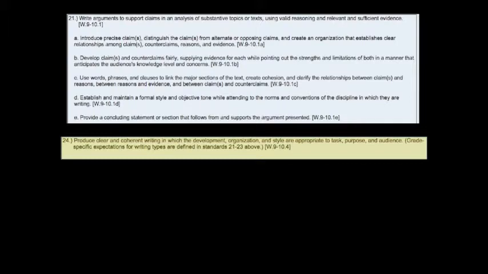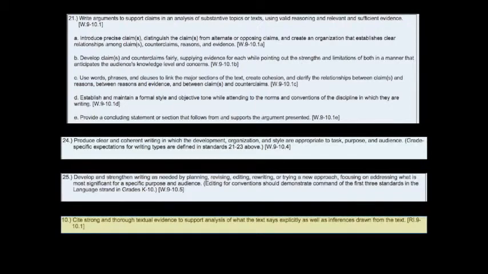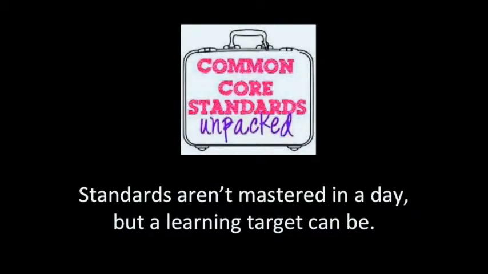And then also Writing Standard 10.5. Develop and strengthen writing as needed by planning, revising, editing, rewriting, or trying a new approach, focusing on addressing what is most significant for a specific purpose and audience. And finally, the Reading Informational Text Standard 10.1. Cite strong and thorough textual evidence to support analysis of what the text says explicitly, as well as inferences drawn from the text. But a learning target is an unpacked, simpler approach to building up to mastering a standard. Standards aren't mastered in a day, but a learning target can be.